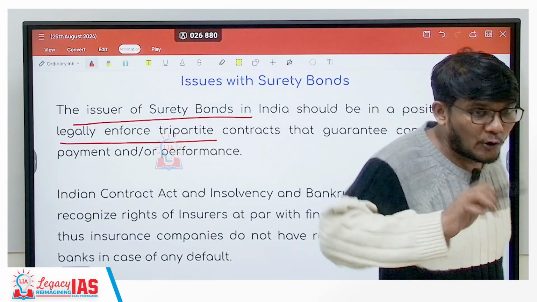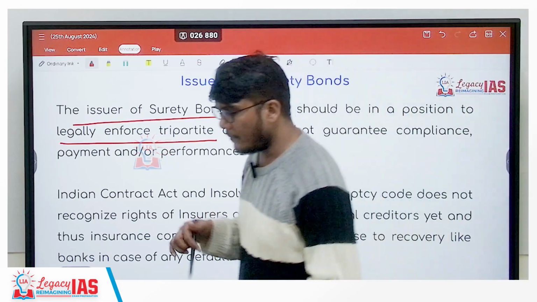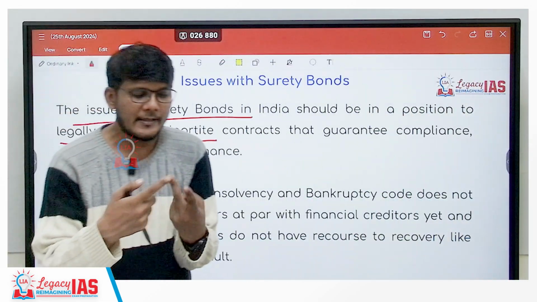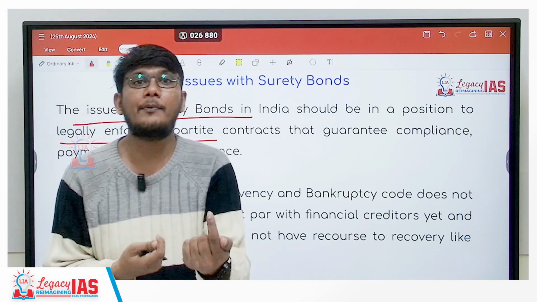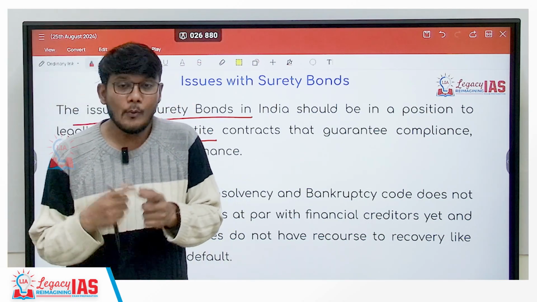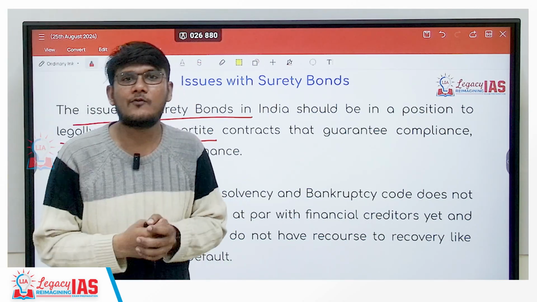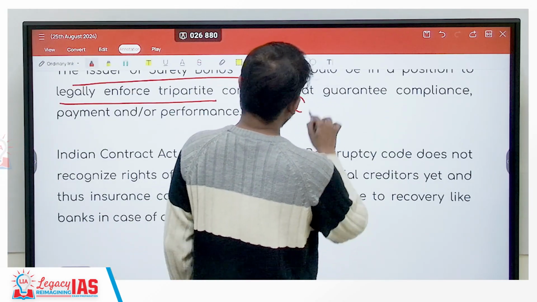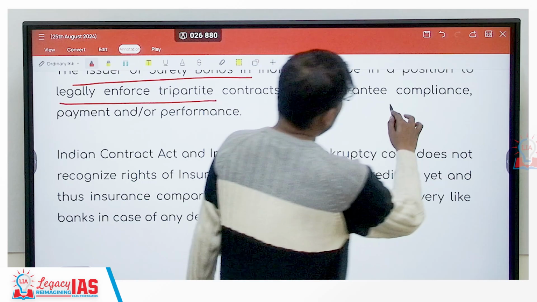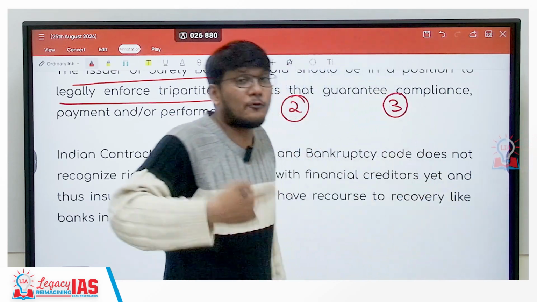Now, the issuer of surety bonds in India should be in a position to legally enforce a tripartite contract. Enforcing a tripartite contract becomes more difficult. When there are two people involved, there is a contract. It is anyhow difficult, two people conflicting in nature. When a third person or entity comes in, there can be more conflict. When two people are there, they have to agree on certain things. When three people are there, all three have to agree on certain things.